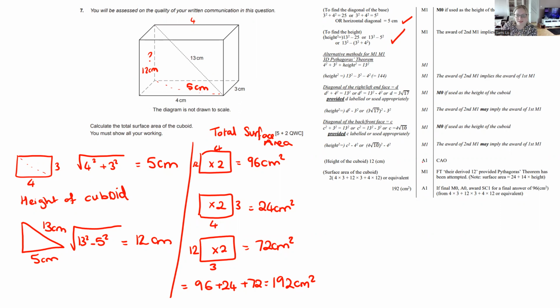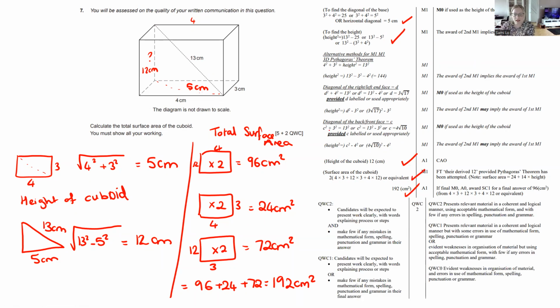The next mark we'll see is the height of the cuboid, which is this one by here, which we've got because we wrote 12. Then it's the surface area. Because we multiplied each individual one by 2, it's an equivalent version of what's expected. So we've used our method, we've shown it, and the final one is the 192 for that part. So you should have gained all the marks there.